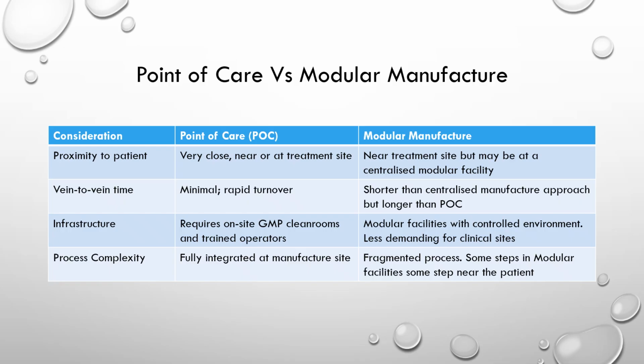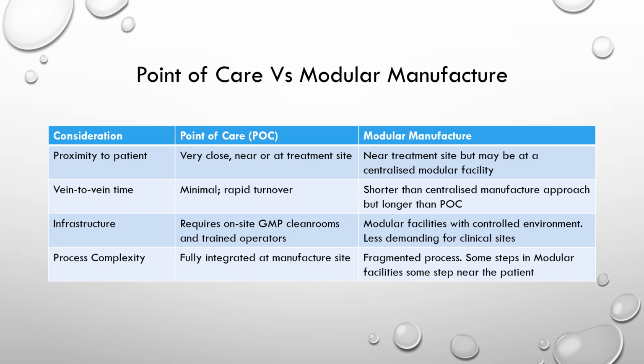The vein to vein time would be rapid for point of care if they were able to implement this at the clinical manufacturing, clinical administration site. For modular manufacture, it would be shorter than the centralized manufacture approach, but it would still be longer than point of care.